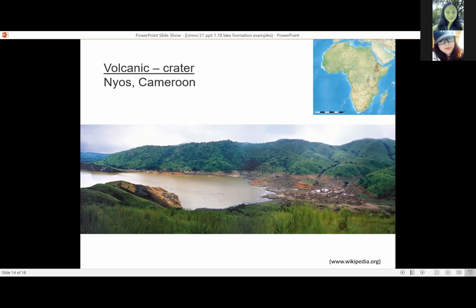And this is not only a volcanic lake, but also meromictic, because it is so deep. And in fact, the African Rift lakes, Tanganyika and Malawi, are also meromictic, not mixing all the way to the bottom.